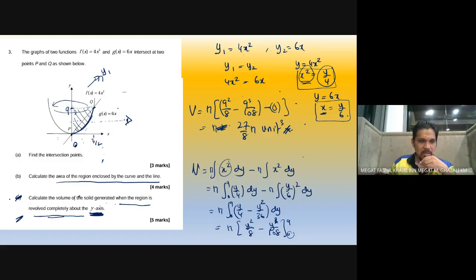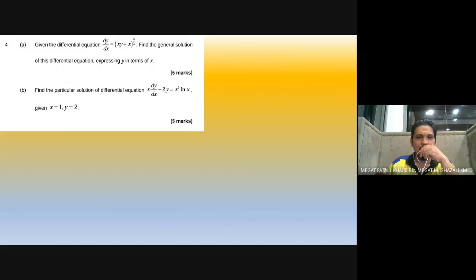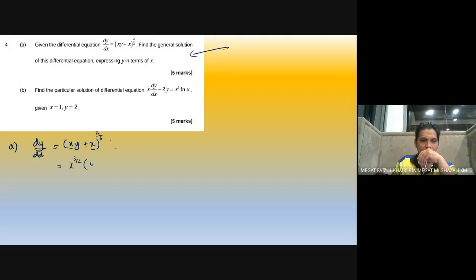Actually, it is C, not D, sorry. Okay, given the differential equation, find the general solution expressed as y in terms of x. For question 4a, they did not give you values of x and y. So question A: dy/dx equals xy plus x to the power of 3 over 2. Factorize x and take it outside. It is now x to the power of 3 over 2 times y plus 1.